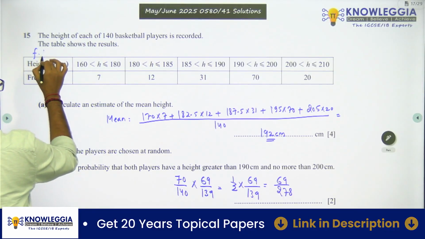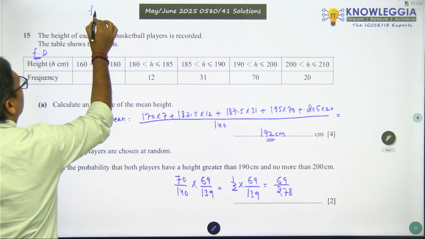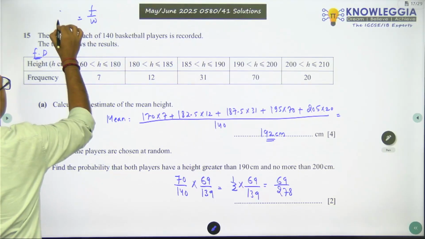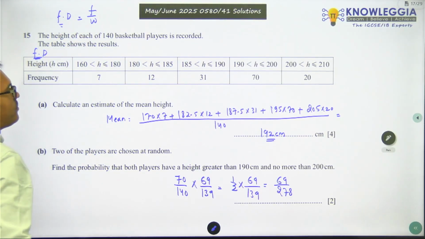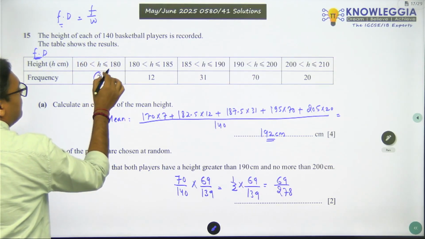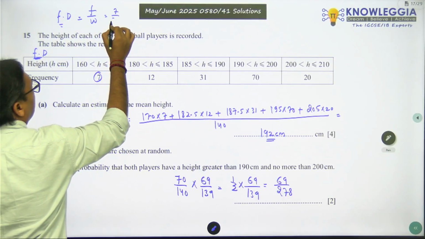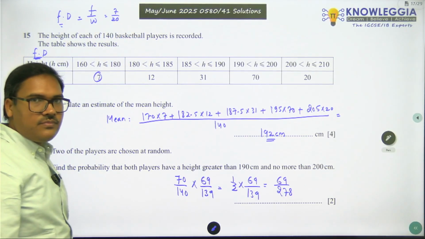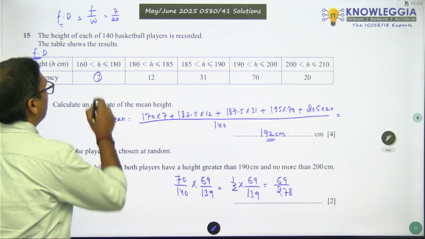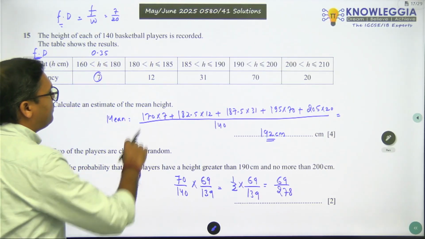So now let's write the frequency density. Frequency density is basically the total frequency of that interval divided by the class width. That is called the frequency density. So here, what is the frequency? This is 7. And what is the class width? This is 20. So the frequency density is 7 divided by 20, which is 0.35. So the frequency density is 0.35.